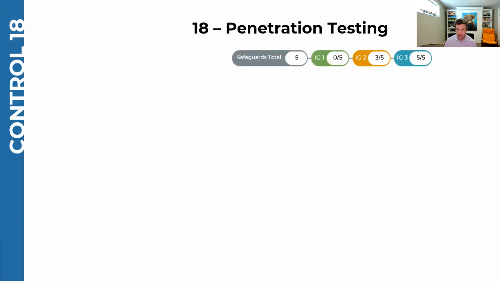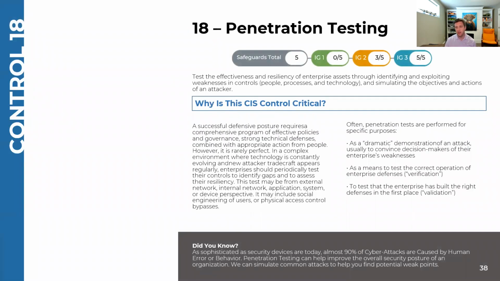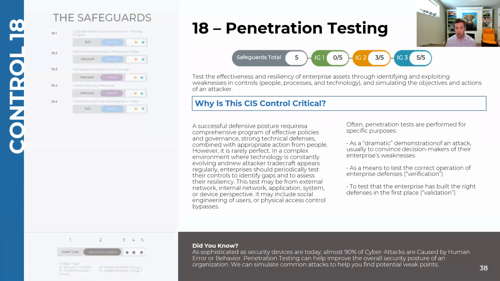Number 18, again, 0 out of 5 in implementation group 1, penetration testing. So penetration testing is using tools and processes and systems to simulate an attack on your network, looking for vulnerabilities, looking for open ports, trying to find your way into the network with the mindset of an attacker. Now, of course, the goal with this is to find those weak spots in your network before they get exploited so that you can work to close them.